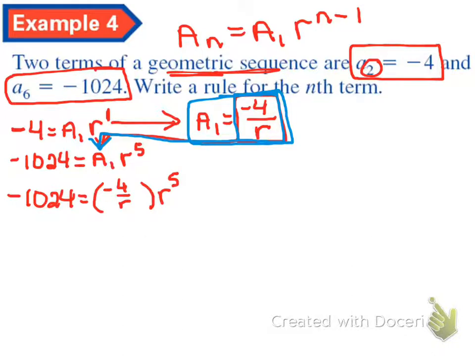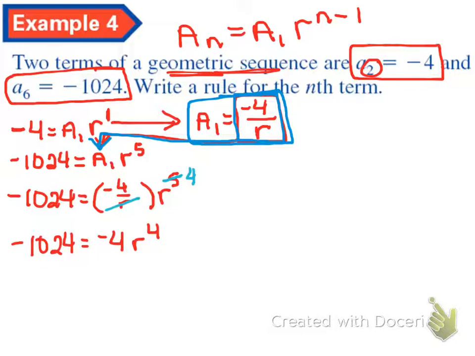Well, now we want to simplify. When we multiply negative 4 over r times r to the 5th, remember, we can do some canceling here. We would be able to cancel the r, this r to the 1st with the r to the 5th, and now r to the 5th would become a 4th power. So we end up with negative 1024 is equal to negative 4 times r to the 4th power. Remember, when you're dividing exponents, what you really do is subtract. Okay? So that's what we did here. That's how we ended up with the 4th power.